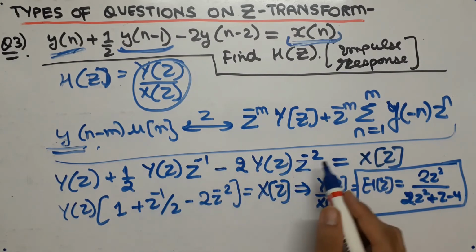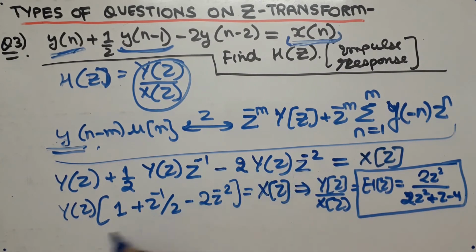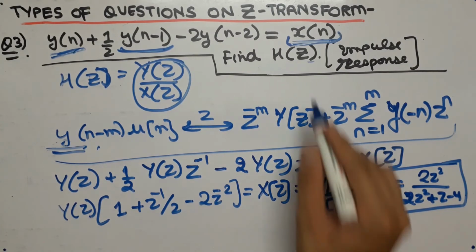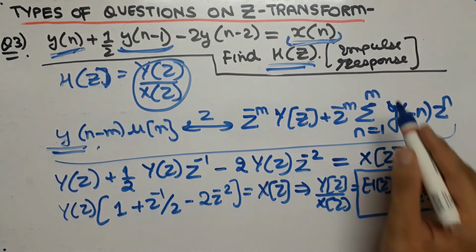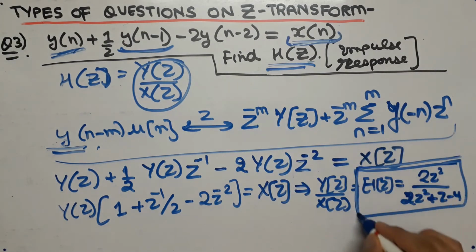Now in the second part we have simply rearranged this and got the value of yz upon xz, and we were only asked to find the value of yz upon xz, that is hz, which is the impulse response, which we found out to be 2z square upon 2z square plus z minus 4.